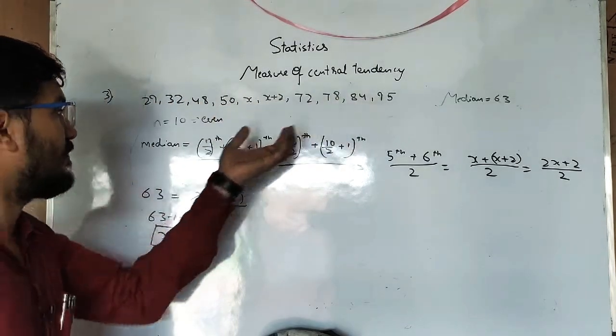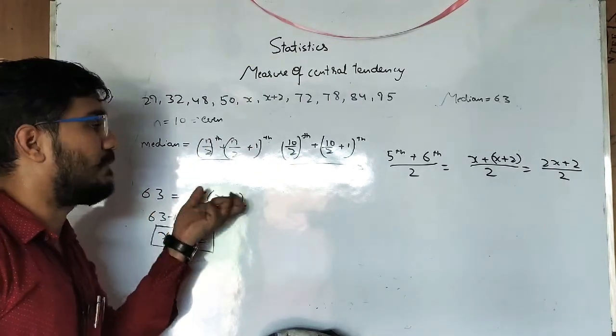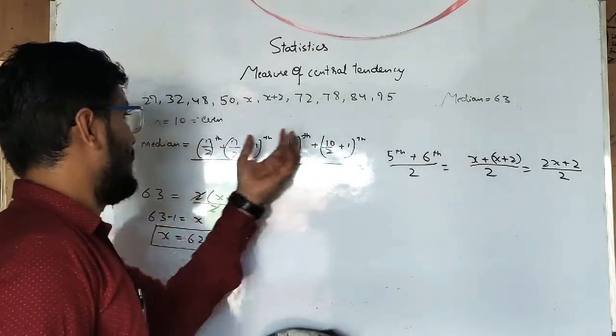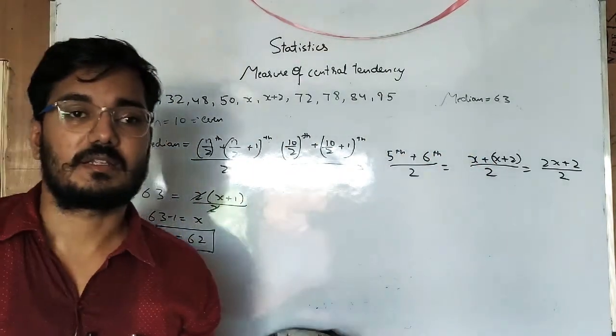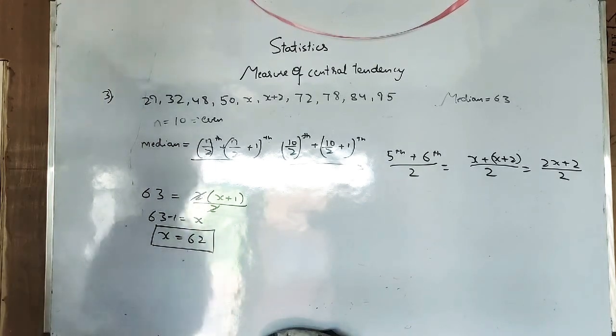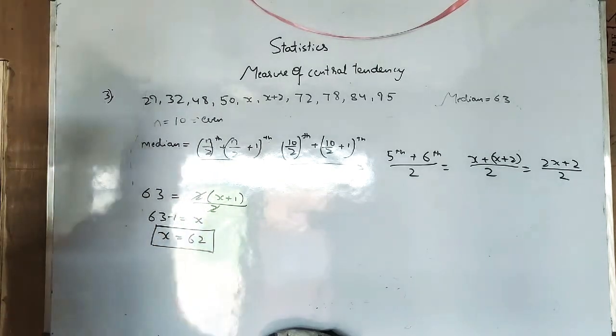So we have used the formula for median, which is n by 2 plus n by 2 plus 1th term upon 2, right? So we put the values, simplified and separated x. So x is 62 now, right? So this is question number 3. Now let's move on to next question, question number 4. Before that, just pause the video to note it down.